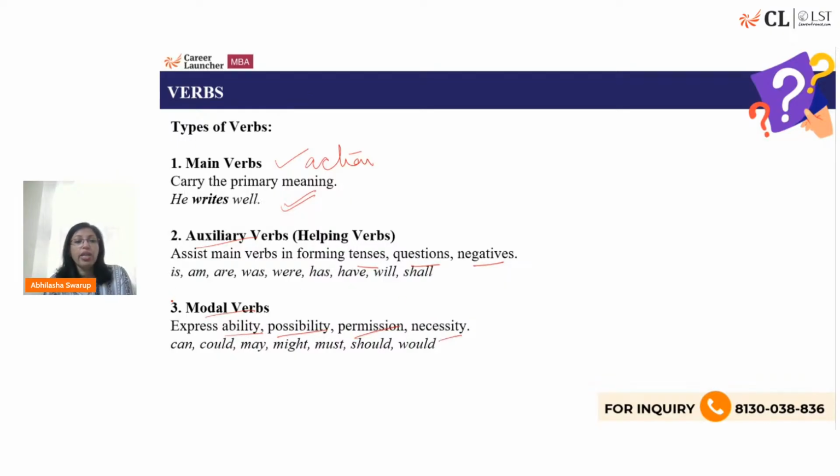So the auxiliary verbs again are all forms of be: is, am, are, was, were, has, have, will, shall, do, did, done, all of those. The modal verbs are can, could, may, might, must, should, shall, will, all of these. So these, of course, are your modal verbs.